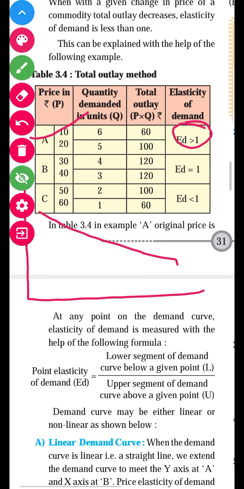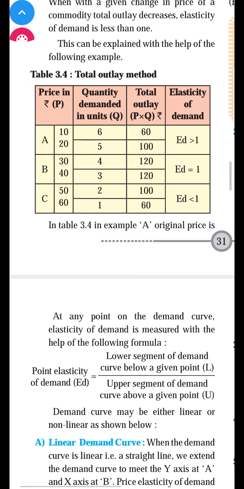Okay, now let us see the second example, example number B. When the price is 30 rupees, demand is 4 kg. So how to get the total outlay? Total outlay is equal to price into quantity. So 30 into 4 is equal to 120. Okay, so when the price increases from 30 to 40, demand will decrease from 4 to 3 kg. So how to get the total outlay? 40 into 3 is equal to 120.